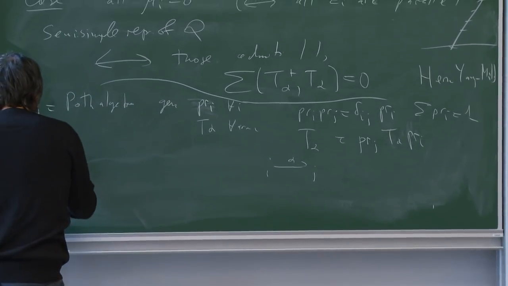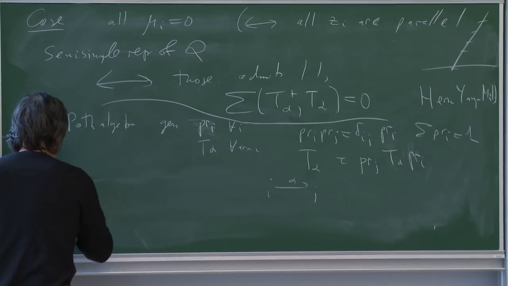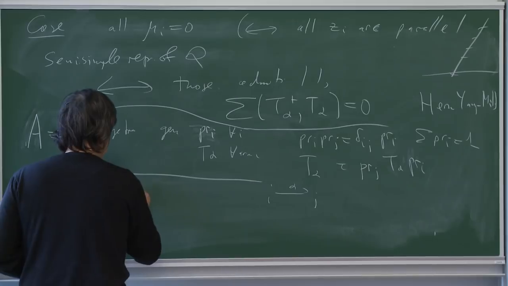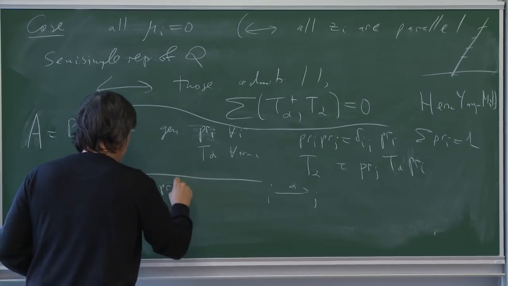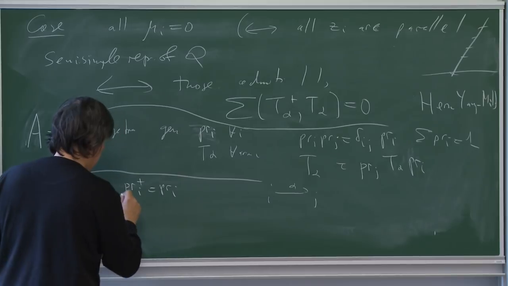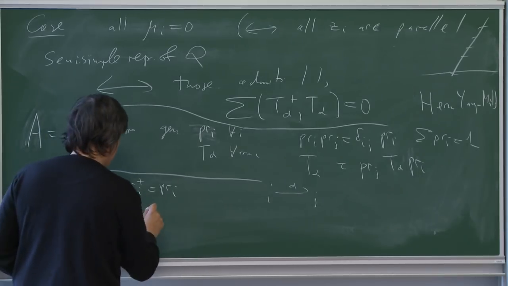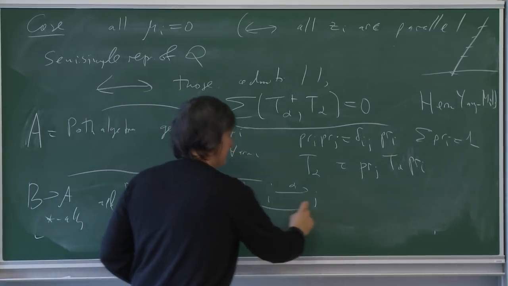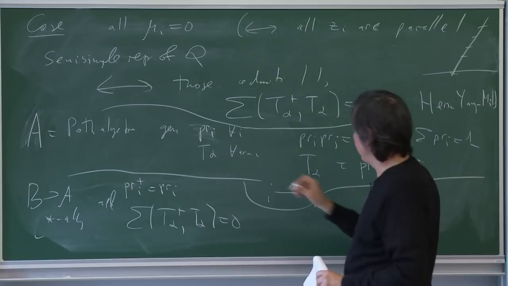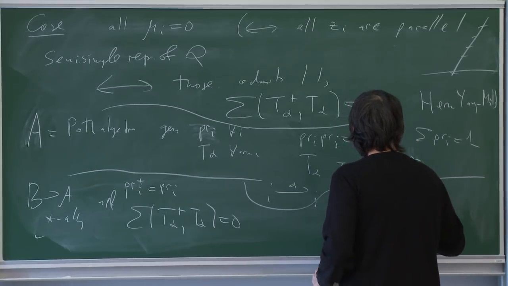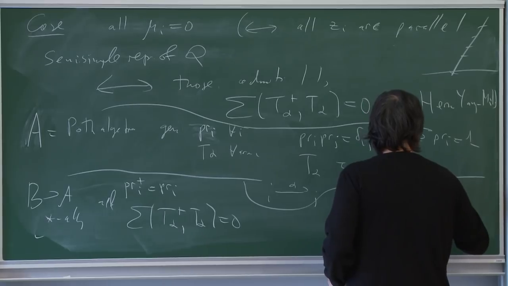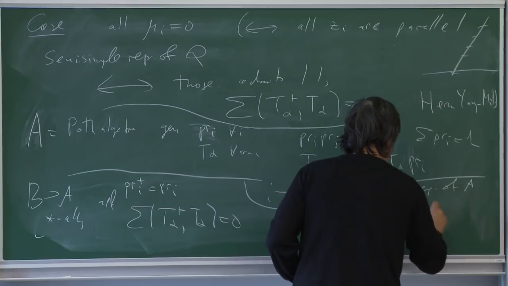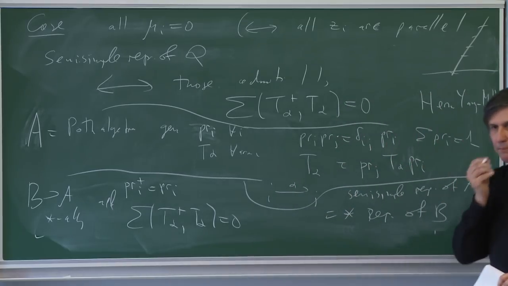And then you get another algebra B, which contains A, and it will be a star algebra. You add extra relations that projectors are self-adjoint, and this is the Hermitian Yang-Mills equation. And then we see that semi-simple finite dimensional representations of A are the same as the star representations of B up to isomorphism.